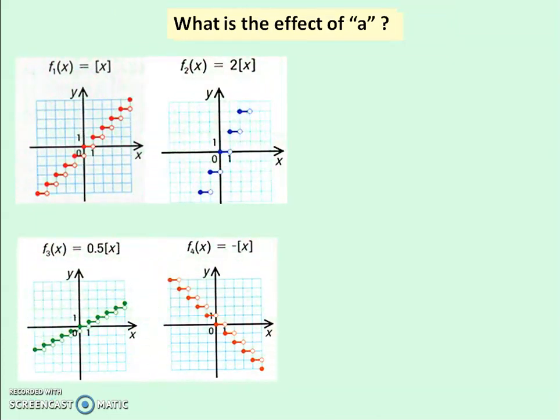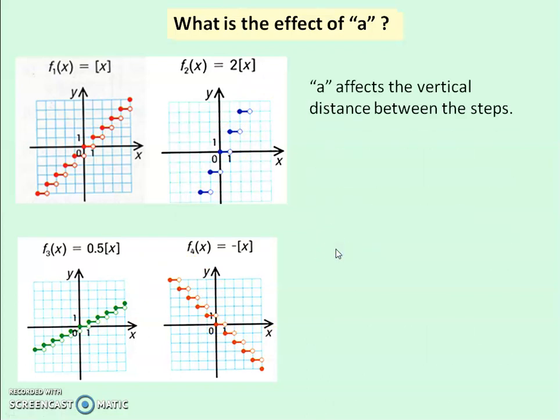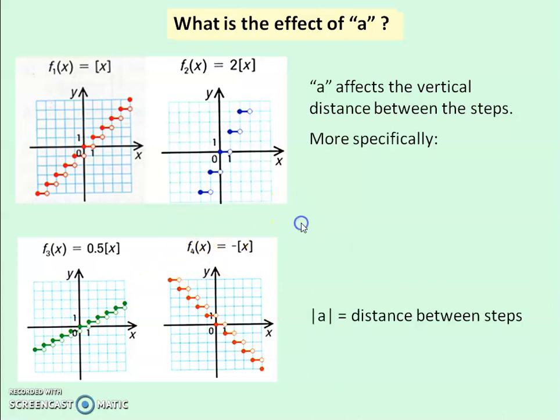Next, to show you what the a value does, compared to the standard step function, if I have a 2 in front, notice that the vertical distance between the steps becomes 2. If my number outside was 0.5, notice that what happens is that the vertical distance between the steps is only 0.5. And if I had a negative a value, notice that as opposed to these 3, in this case, the steps are decreasing. There's a little bit more to that story, but we'll talk about that in just a minute. So a affects the vertical distance between the steps, and it has some impact on if the steps increase or decrease.